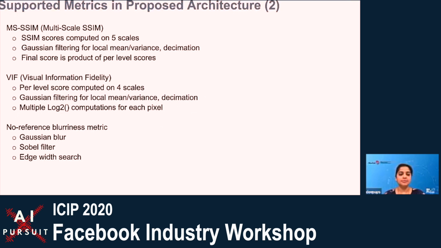The third is the multi-scale SSIM or the MSSIM metric. This is computed for 5 scales and it uses operations like the Gaussian filtering. The fourth is the VIF or the visual information fidelity. VIF scores are part of the VMAF metric and this is computed for 4 scales. Along with the full reference metric, the no reference blurriness metric score is also supported by the proposed hardware. Next slide, please.